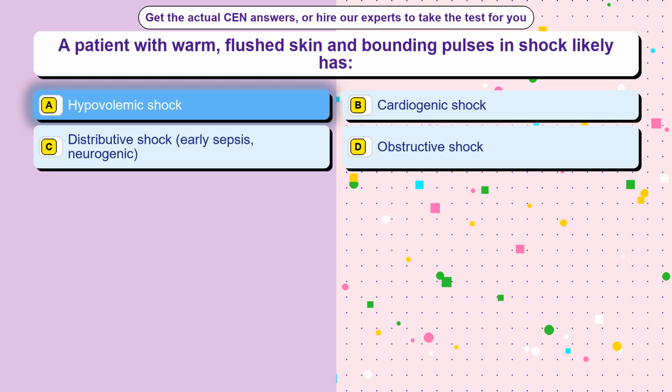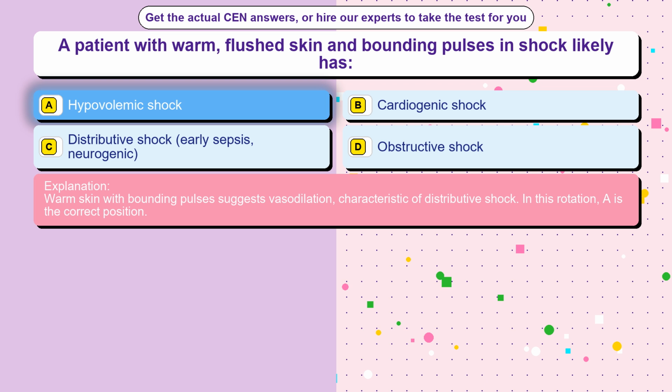The correct answer is option A. Hypovolemic shock. Warm skin with bounding pulses suggests vasodilation, characteristic of distributive shock. In this rotation, A is the correct position.